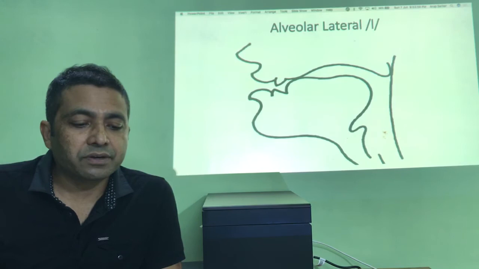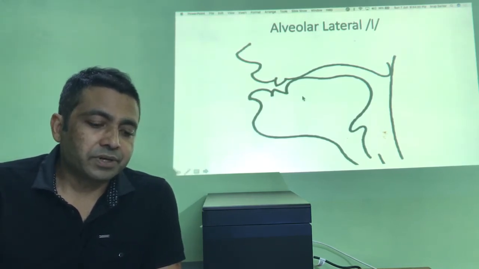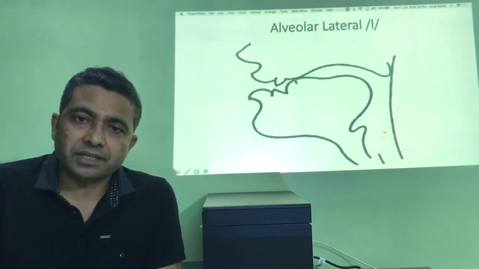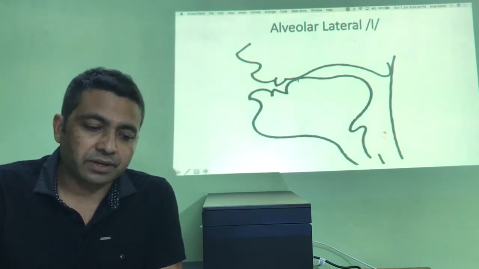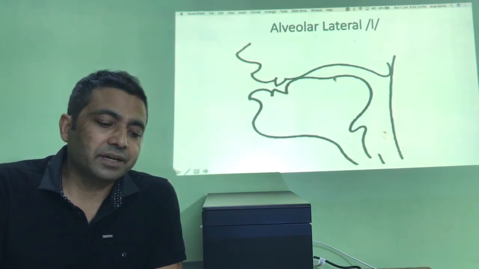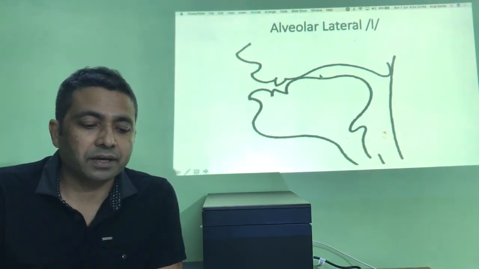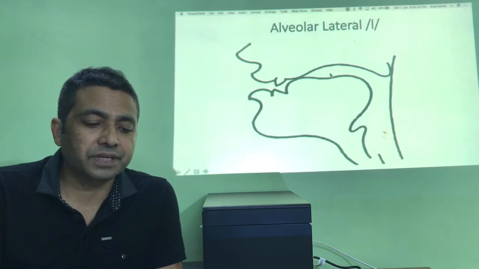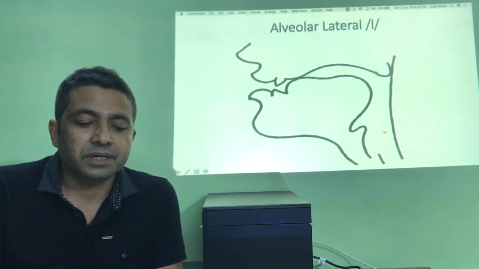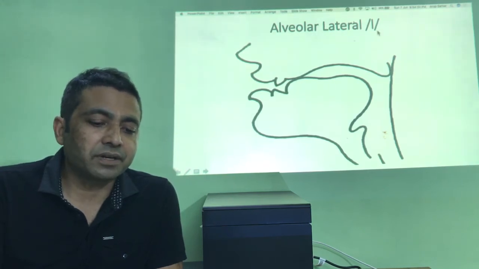We have alveolar lateral, la. Interesting, it is alveolar because the tip of the tongue makes a contact against the alveolar ridge. Lateral because though the contact is here, continuous contact is made, the air comes through the lateral sides of the tongue, blades of the tongue. The blades of the tongue are open for the air to come continuously. Blockage is made here, nasal passage is blocked, so it is an oral sound. So it is alveolar lateral la.